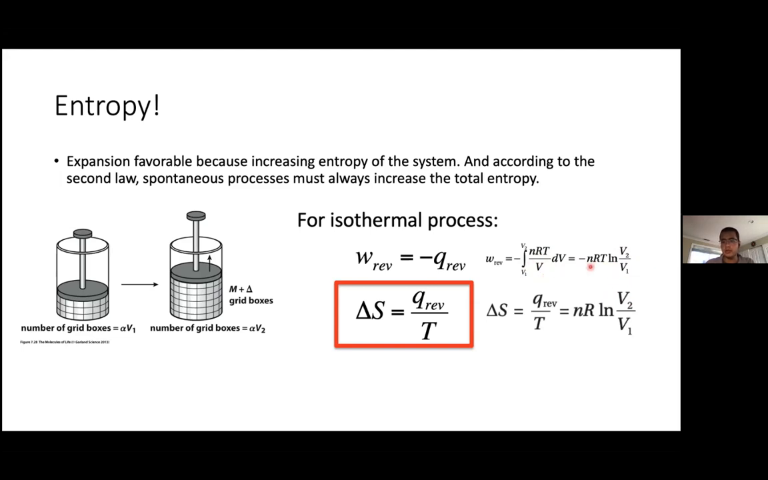And then if you plug this into this equation, which I'm sure the other tutors will talk about later on, we get this final equation that delta S equals nR times the natural log of the final volume over the initial volume. And in this case, for the gas, V1 is smaller than V2, and that's why delta S will be positive, and that's why this process will happen, even though there's no change in energy.